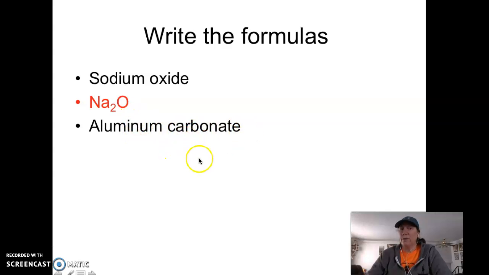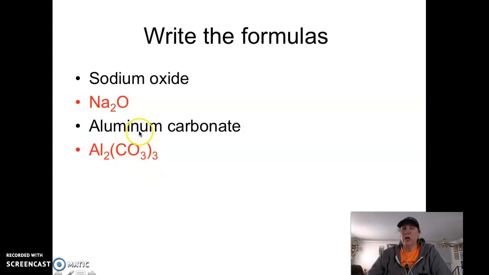Carbonate is CO3 and it's -2. So I'm going to put a 2 by the aluminum and I'm going to put the carbonate in parentheses and put a 3 by it. Okay. Now, whenever you have a polyatomic ion and you need more than one, make sure you put it in parentheses, because if I just wrote CO3 and then put another 3, it would look like CO33. I do not need 33 oxygen. I need 3 carbonate groups.